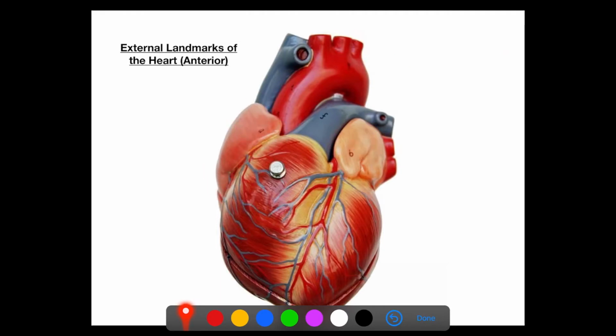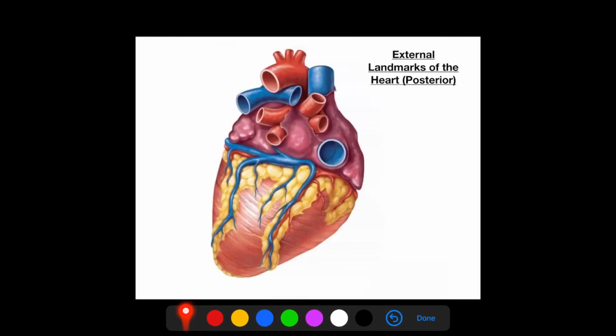Now we can go ahead and move to the posterior aspect of the heart. And right here, again, we see the posterior interventricular groove of the heart. So we had one on the anterior aspect, and now we have one on the posterior aspect. And again, this groove is located between the two ventricles.